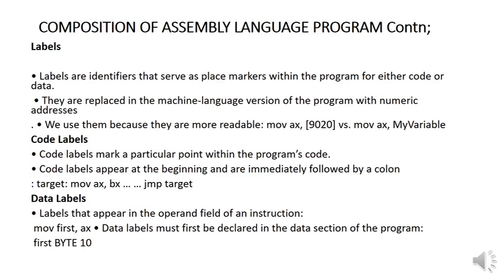Code labels. Code labels mark a particular point within the program code, whereby code labels appear at the beginning and are immediately followed by a colon, for example the jump target. Data label. A data label appears in the operand field of an instruction, for example move AX, first. The data label must first be declared in the data section of the program, for example first byte 10.